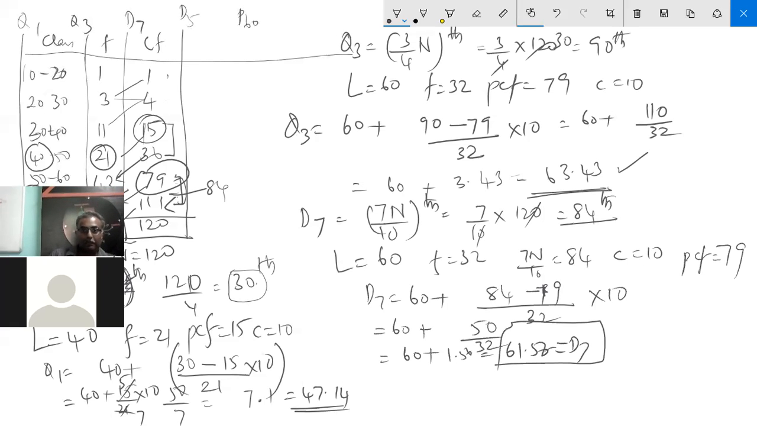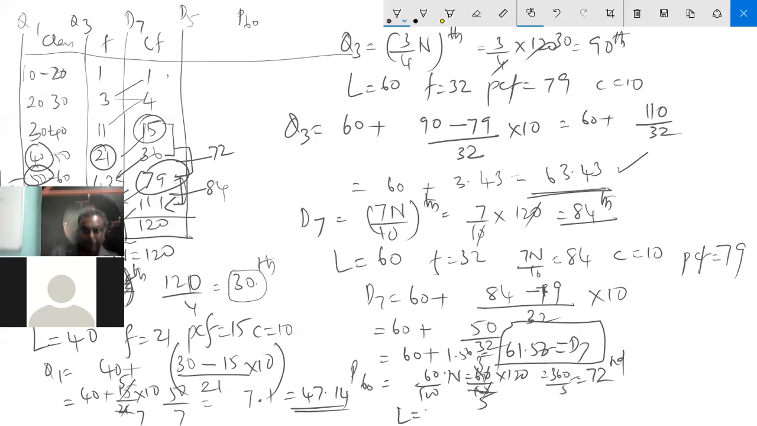Then now you have to find out the percentile. The 60th percentile, you have to find 60 by 100 into n. 60 by 100 into 120. 6 by 10 is equal to 3 by 5. 3 into 120, 360 by 5 is equal to the 72nd value. Where is the 72nd value? 72nd is coming here. So L is equal to 50. Then frequency F is equal to 43. PCF is equal to 36. C is always equal to 10.